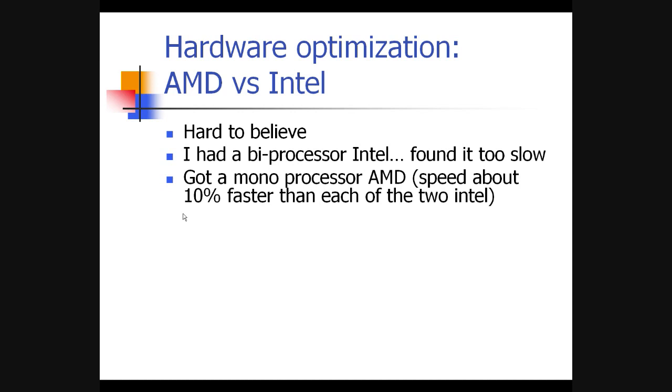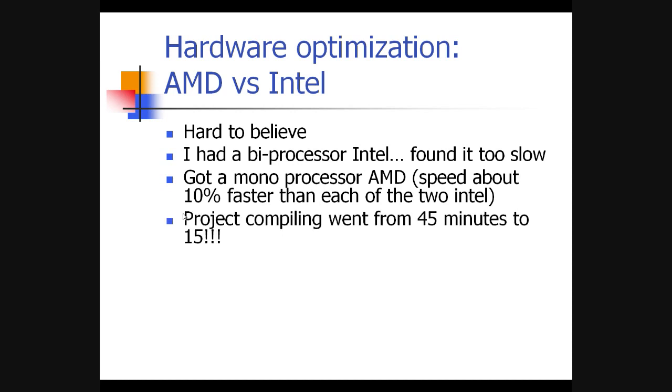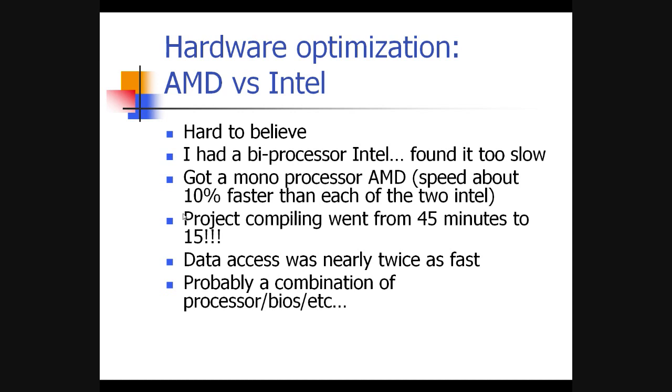Well, when I used that new machine to compile the exact same project, the compiling went from 45 minutes to 15, 3 times faster. And not only that, but that was just the compiling. Then the local data access on the machine was nearly twice as fast as it was on the bi-processor Intel. It was probably not just the processor. It was probably a combination of processor, BIOS, RAM, whatever you want.